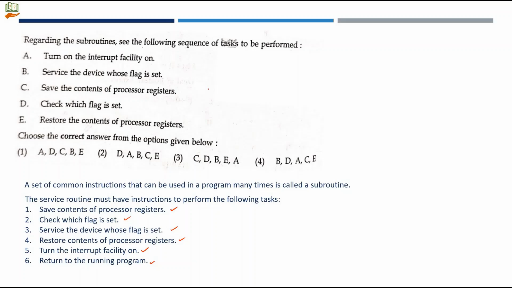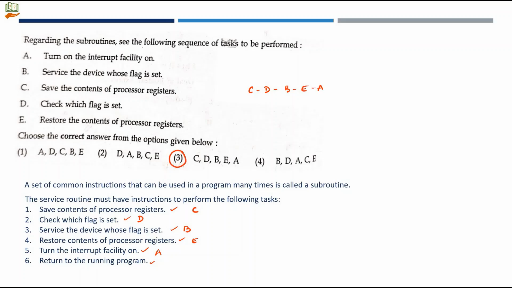Save the contents of processor register is C. Check which flag is set is D. Service the device whose flag is set is B. Restore contents of processor register is E. Turn the interrupt facility on is A. Now just see the sequence C, D, B, E, A. Option number 3 will be the right answer.